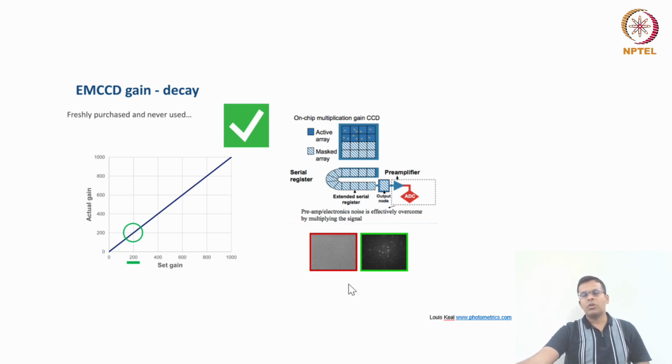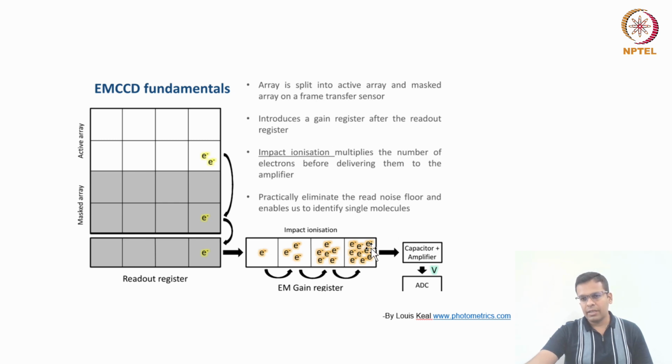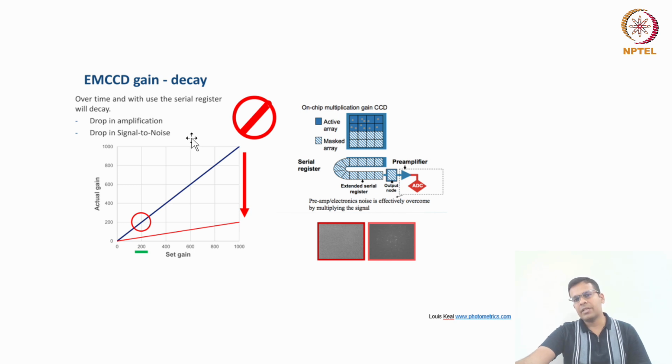But what happens over a period of time is that the impact ionization decays. Let's say the camera is 5 years old and you have used it frequently, then this impact ionization cannot produce as many electrons as it did when it was new, or the efficiency of multiplying the electrons will reduce. So if your EMCCD camera is old and has been used several times, then instead of this linear correlation between the actual gain and the set gain, your actual gain will reduce.